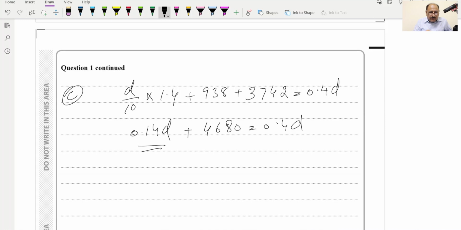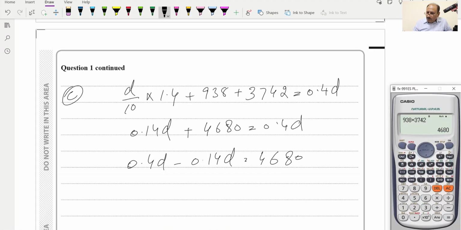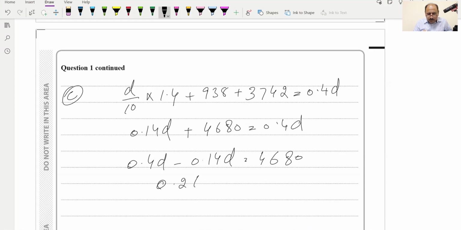Now we can shift this 0.14D to the other side, and what we will get, 0.4D minus 0.14D is equal to 4680. Now 0.4 minus 0.14 is equal to 0.26. So we can write 0.26D is equal to 4680, and D will be equal to 4680 divided by 0.26.